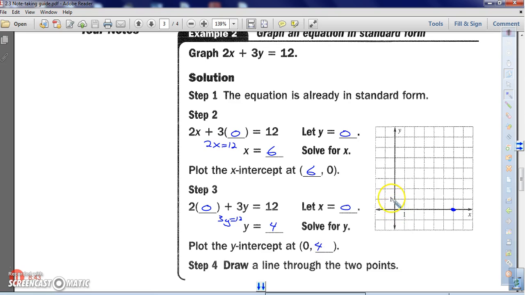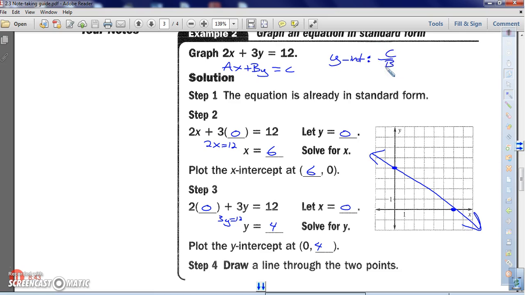So I come over here to my graph, 1, 2, 3, 4. There's the y-intercept. And now I can draw my line through those 2 points. Now, like we said, though, we could use the shortcuts. This equation's in standard form. It looks like ax plus by equals c. To find the y-intercept, we just do c over b.